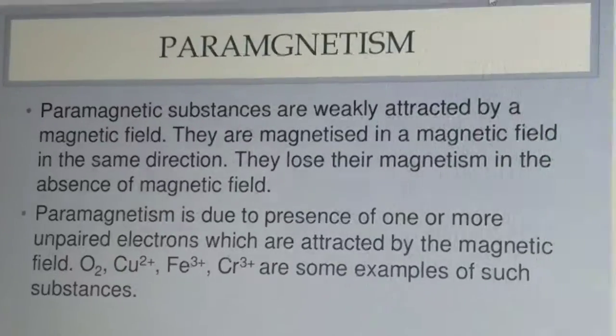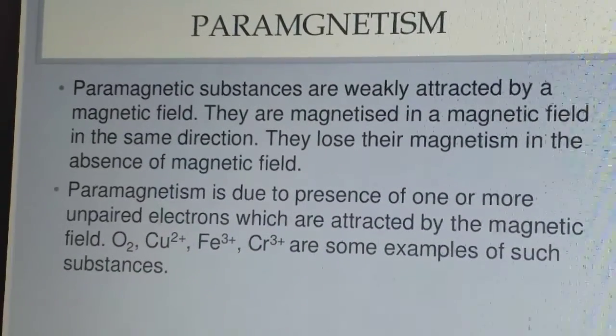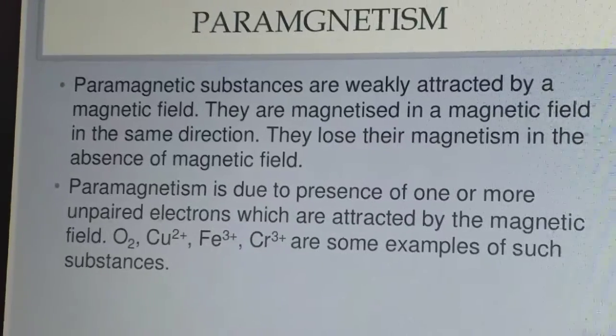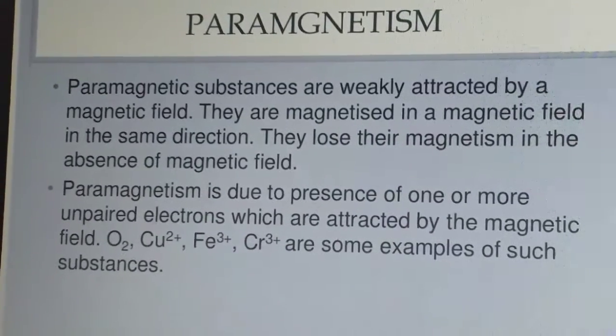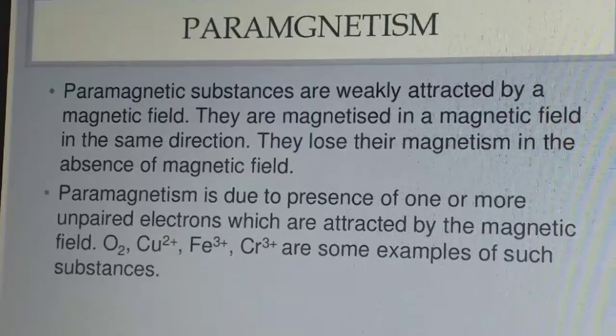Now, paramagnetic. Paramagnetic substances are weakly attracted by a magnetic field. They are magnetized in a magnetic field in the same direction. They lose their magnetism in the absence of a magnetic field.